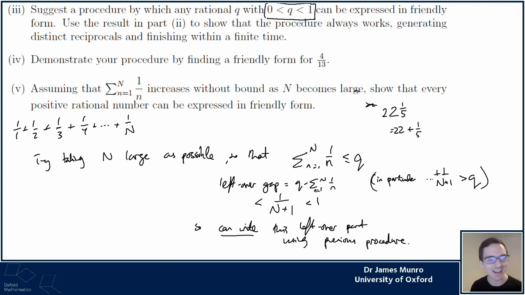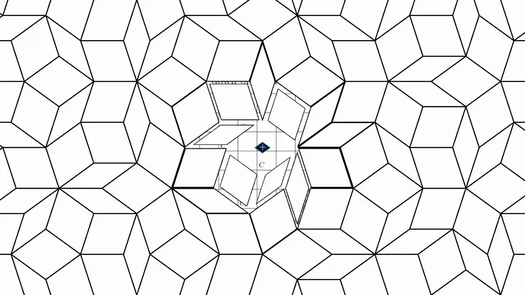Right, okay. So use as much of the sum as you can, and then do the last little bit using the procedure above, because it's only a small gap to go at the end. Okay, that's question 6.